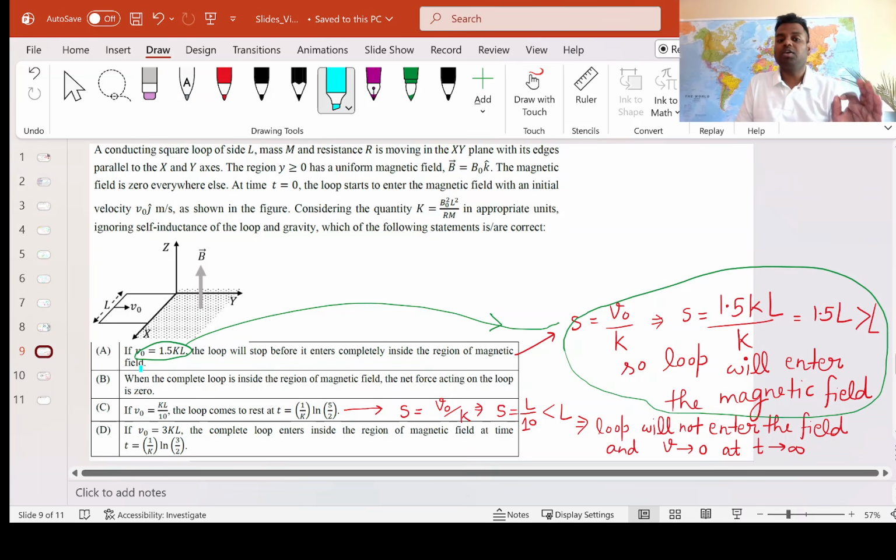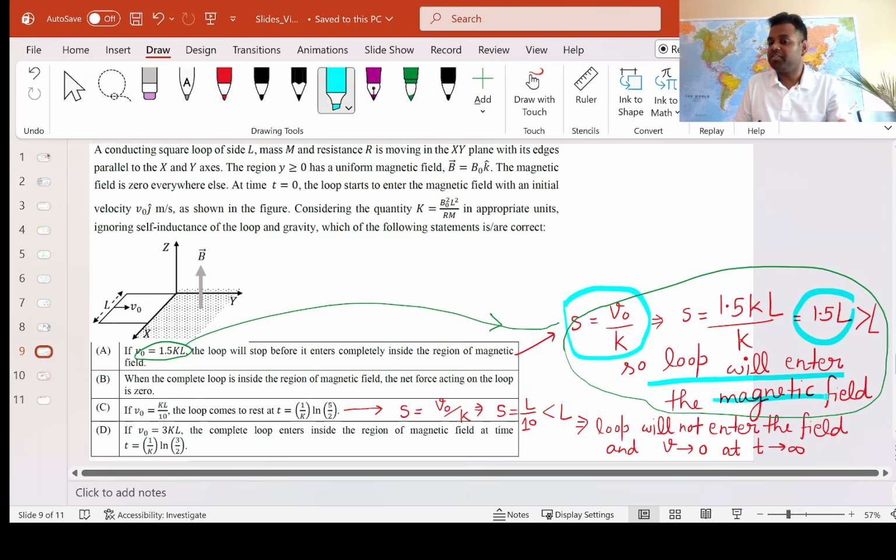Option A says V naught equal to 1.5 kL. The loop will stop before it enters the magnetic field completely. And if you put S equal to V naught by K, the maximum distance the loop will travel before stopping, you will see if V naught equal to 1.5 kL, then S is 1.5 L, which is more than L. That means the loop will enter the magnetic field. So option A is wrong. It will not stop before it enters completely.